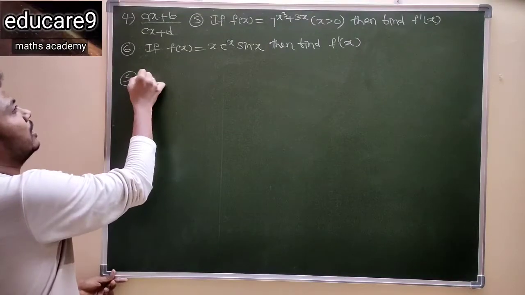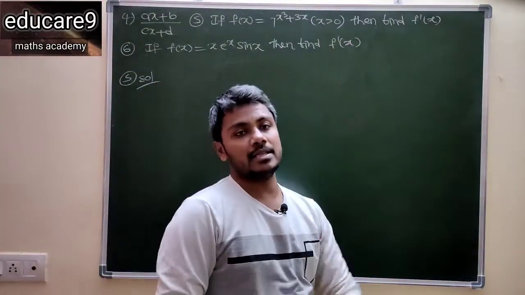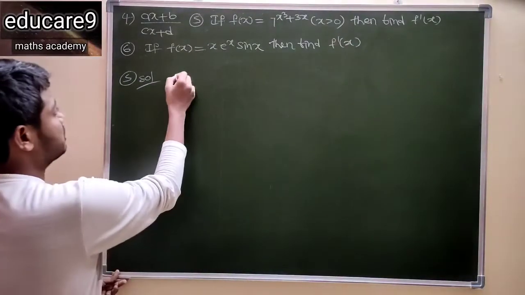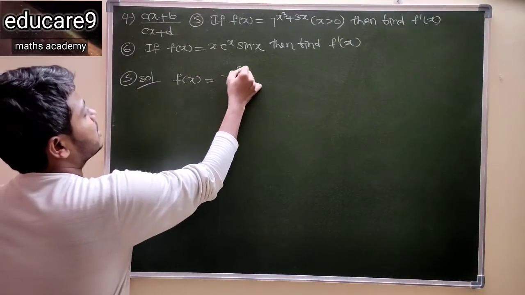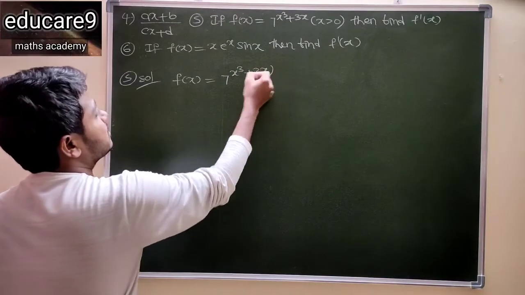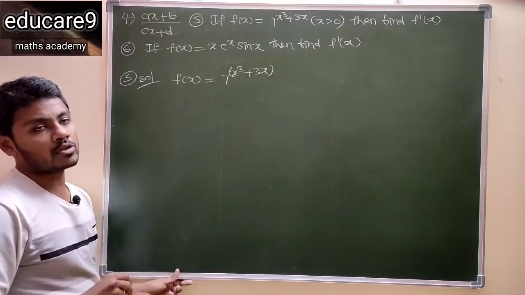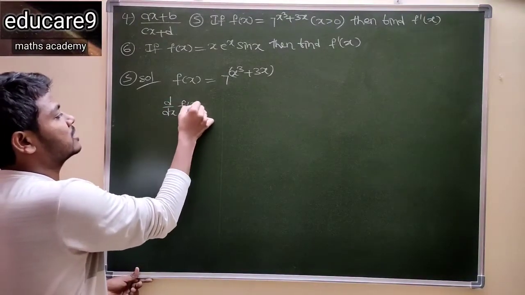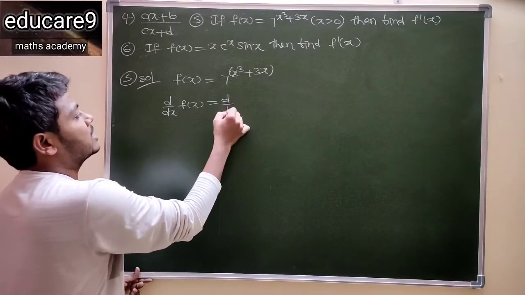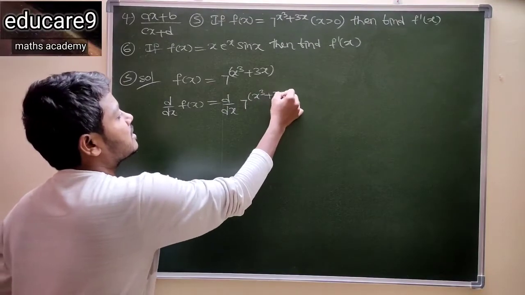See question number 5. f of x is given, then find f dash x. Given f of x is equal to what? 7 power x cube plus 3x. Okay. Now differentiate on both sides. That is d by dx of f of x is equal to d by dx of 7 power x cube plus 3x.